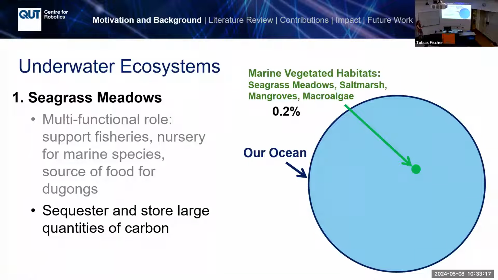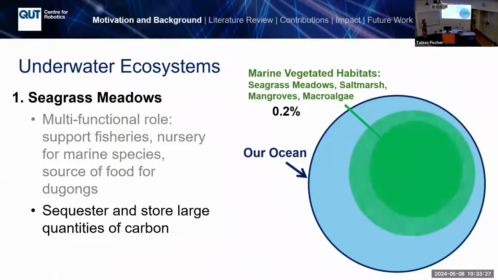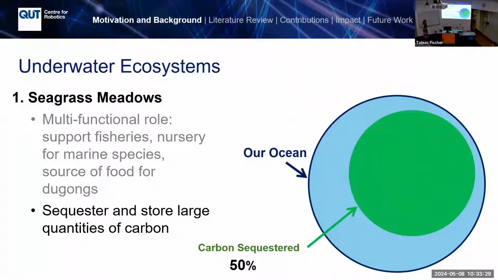Marine vegetated habitats, which include seagrass meadows, salt marshes, mangroves and macroalgae, comprise only 0.2% of the entire ocean, but they really punch above their weight in the amount of carbon that they sequester, and they comprise 50% of the total carbon stocks of the ocean.